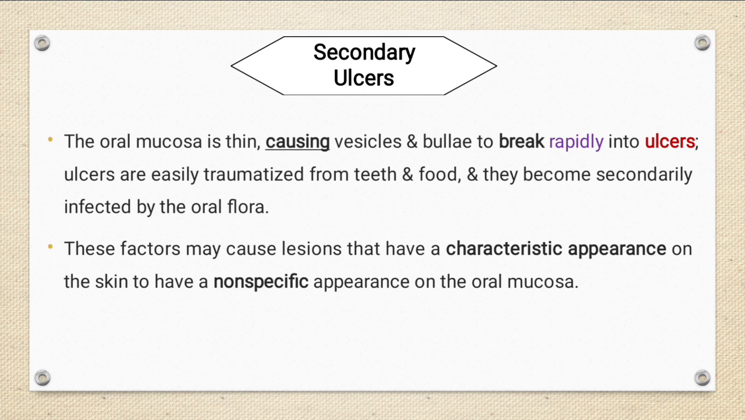So regarding the secondary ulcers, we will have a disease that causes a vesicle or bulla. This can be easily traumatized by teeth or by food, for example, and break easily and rapidly to ulcers. Okay, and it may become secondarily infected by oral flora, becoming an infected ulcer. These factors may cause lesions that have a characteristic appearance on skin to have a non-specific appearance on the oral mucosa. So, first of all, if there is a disease having oral manifestations and skin manifestations, the oral manifestation will appear first. Okay, and if there is an ulcer here and here, the ulcer in the oral cavity will appear first.